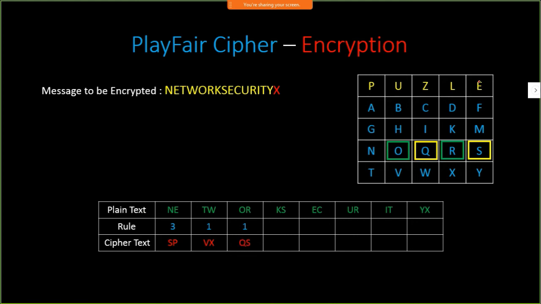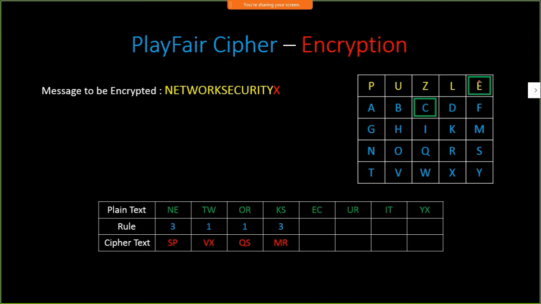After that, KS. So, same process, the third rule: create an imaginary rectangle. So K is replaced by M and S is replaced by R. Just as simple as that, the diagonal value.